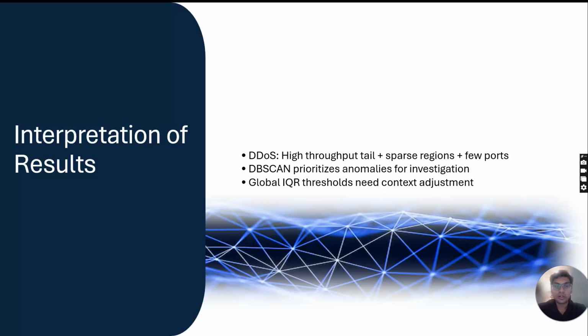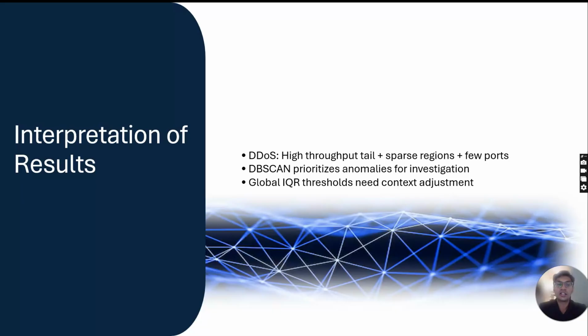Overall, the results form a coherent narrative. DDoS flows tend to occupy the high-throughput tail of the bytes-per-second distribution, then appear as sparse points in the joint space of bytes and packets per second, and they are concentrated on a limited set of destination ports. DBSCAN noise labels effectively prioritize these unusual flows, with the IQR-based rule providing a simple baseline for flagging potential anomalies.